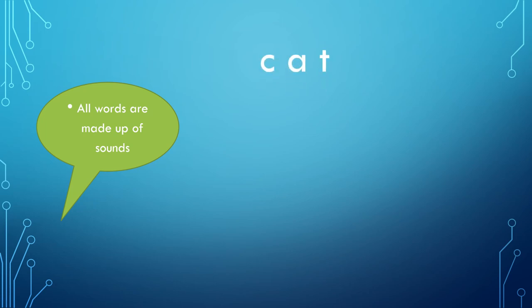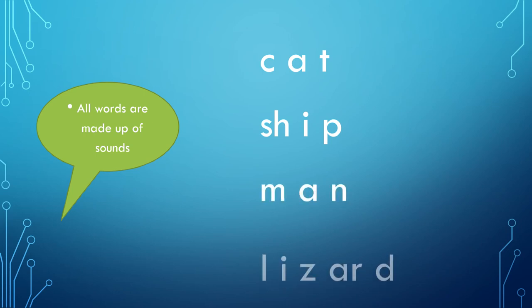Cat has three sounds: k, a, t. Cat. Ship has three sounds: sh, i, p. Ship. Man has three sounds: m, a, n. Man. Lizard. This word is made up of five sounds: l, i, z, r, d. Lizard.